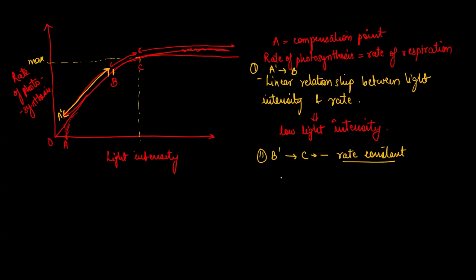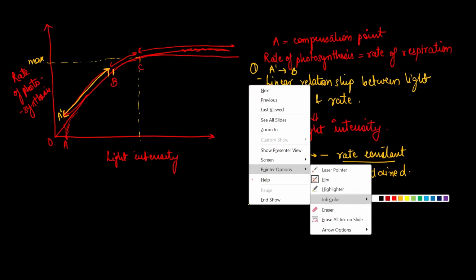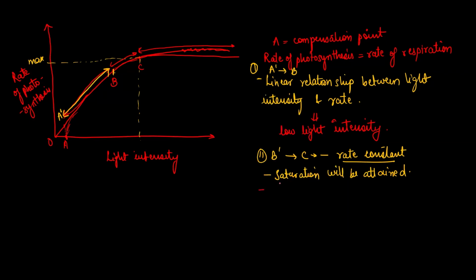So in this case, what will happen? Saturation will be attained. Now, even if you increase the intensity of the light, you will not observe any increase in the rate of photosynthesis. So in this case, light will no longer be a limiting factor. Here, other parameters will become limiting factors.